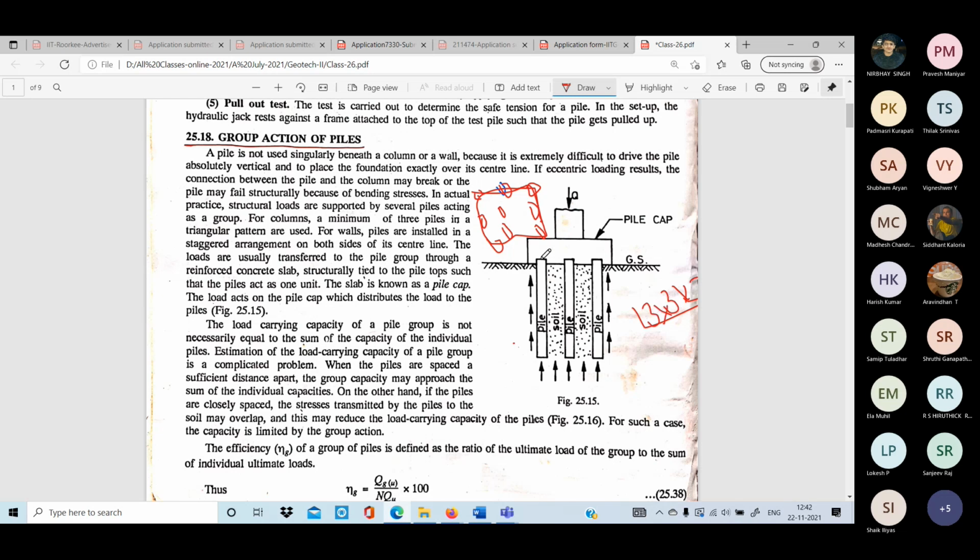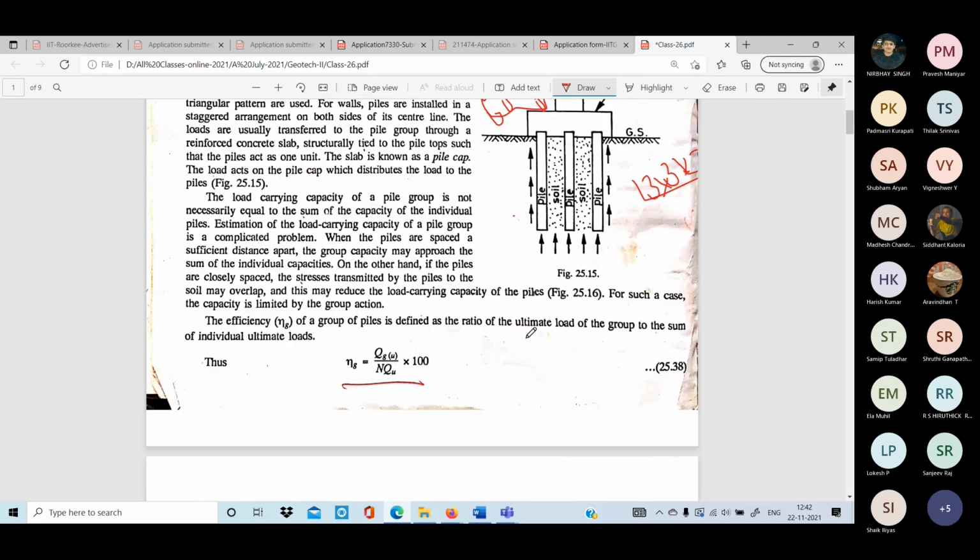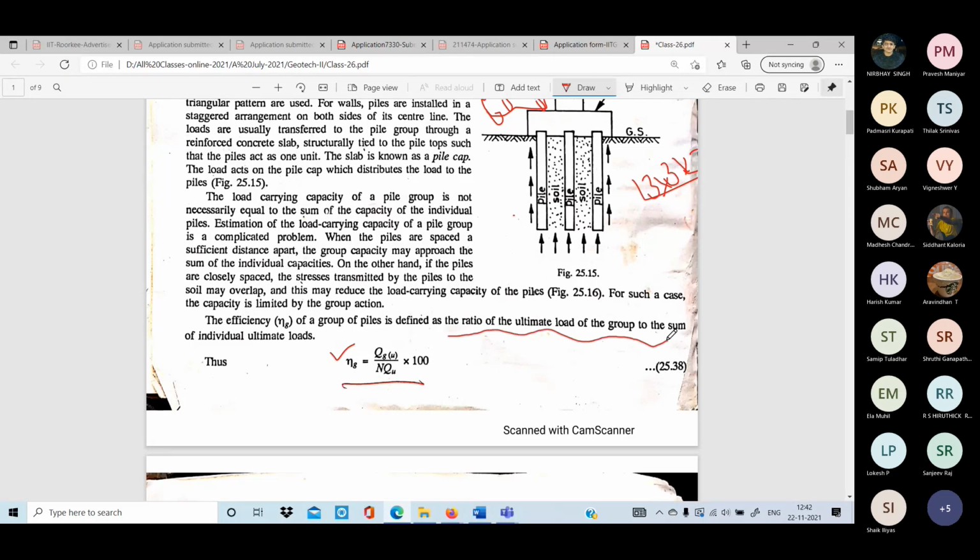So we cannot simply say the pile group capacity is the sum. That's why the efficiency is given. The efficiency of the group of piles is defined as the ratio of the ultimate load of the group to the sum of the individual pile capacities. That means the sum is n, the number of piles, suppose 5 or 6 piles are there, multiplied by the individual pile capacity Qu. This is the whole block.